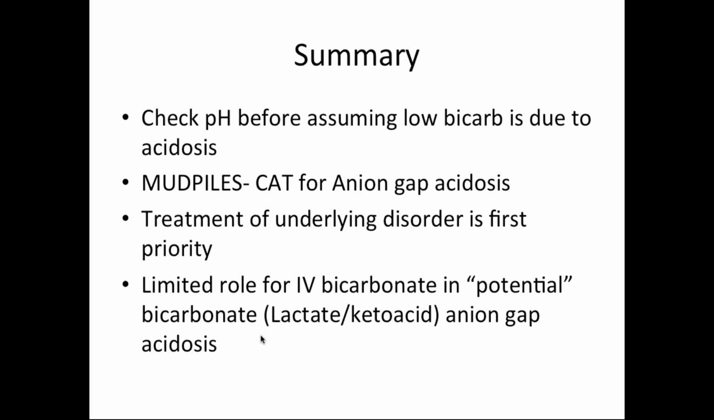To summarize, the first thing is, before you assume someone who has a low bicarb has acidemia, check a pH. The common causes of anion gap acidosis are MUDPILES CAT. Treatment of the underlying disorder is the first priority, and there is a limited role for IV bicarbonate in those patients who have potential bicarbonate, like lactic acidosis and ketoacid anion gap acidosis. And for all other patients, IV bicarbonate to correct the acidosis is required.